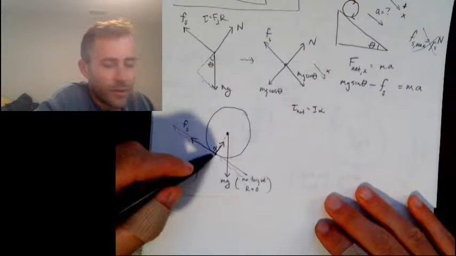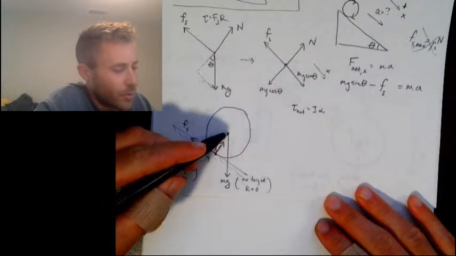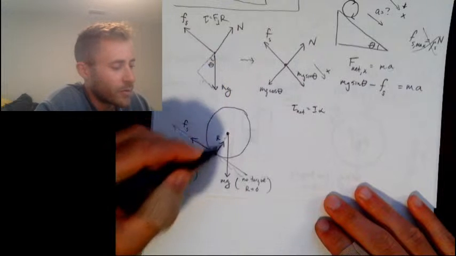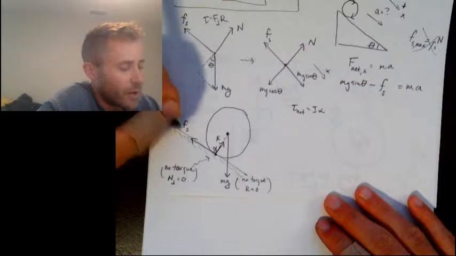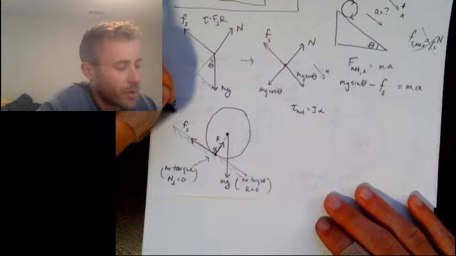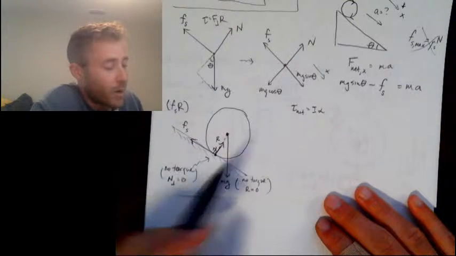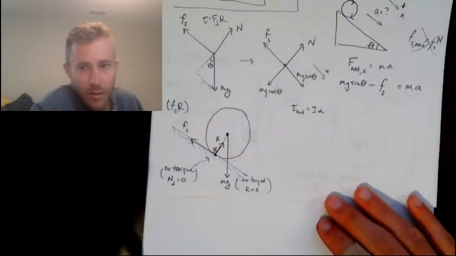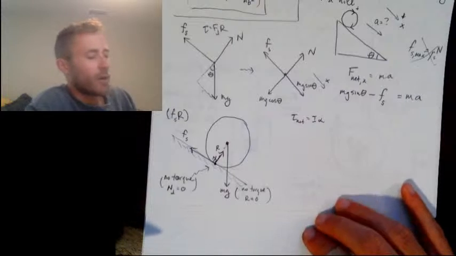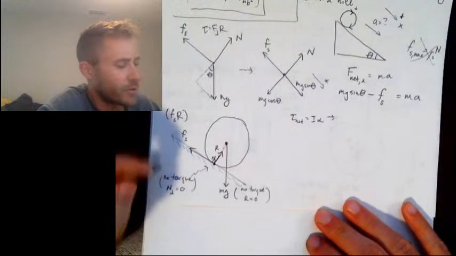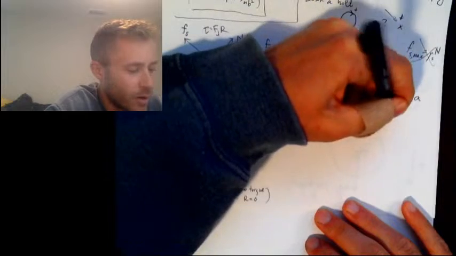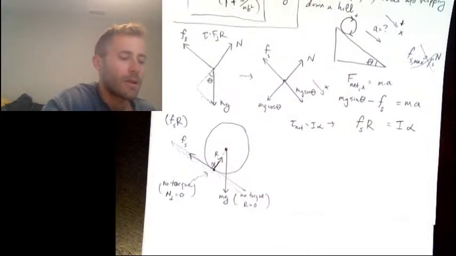Static friction is acting perpendicular to this line, and it's acting a distance R away from the center. So static friction exerts a torque of F sub S times R. Furthermore, it's a positive torque because we can see that this torque causes the wheel to rotate in the clockwise sense, which is positive for this problem. So rewriting Newton's second law for rotation, we only have one torque. So the net torque is F sub S times R, and that equals I alpha.